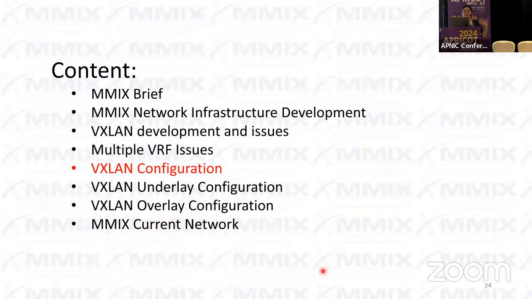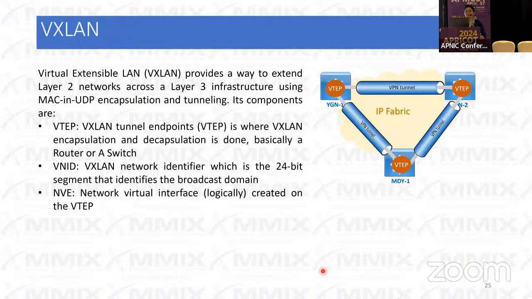So I shared my experience about the difficulties during my development. Now I will share the VXLAN configuration, and this is just for beginners who try to set up a VXLAN network. Let's start. VXLAN is a Virtual Extensible LAN and provides a way to extend a layer 2 network across a layer 3 infrastructure using MAC-in-UDP encapsulation.